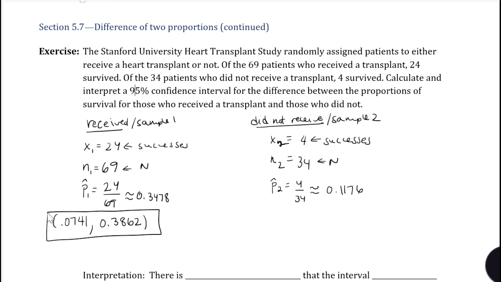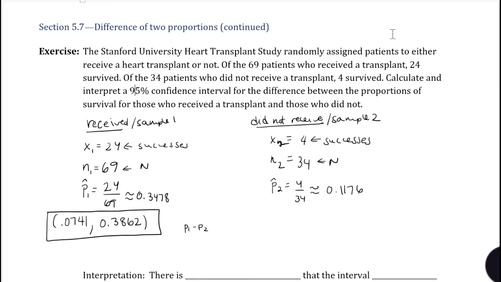Okay. You notice that this whole interval is positive, so that means that we think the difference between P1 and P2 is always going to be positive. That's going to be useful in our interpretation in a moment.